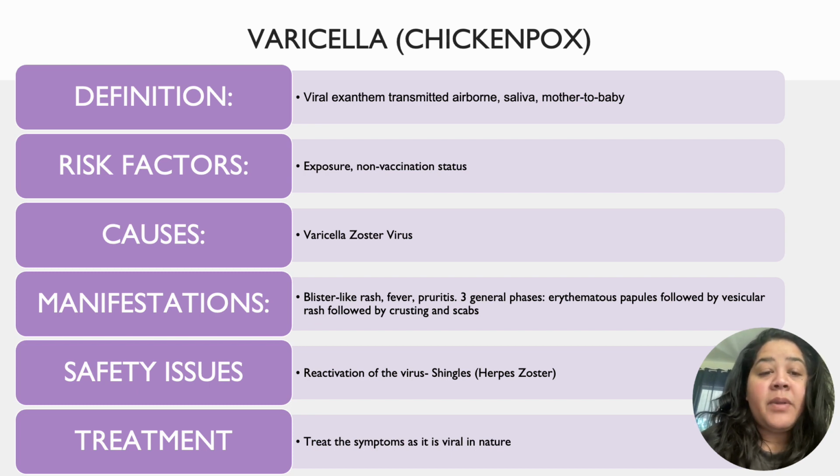Manifestations are a blister-like rash with fever and pruritus. There are 3 general phases. First, you'll have an erythematous papule, followed by the vesicular rash, which is then followed by crusting and scabs. Safety issues: reactivation of the virus in the herpes zoster form, so shingles, in older adulthood, we have to know that. The treatment, again, is symptomatic due to its viral nature.